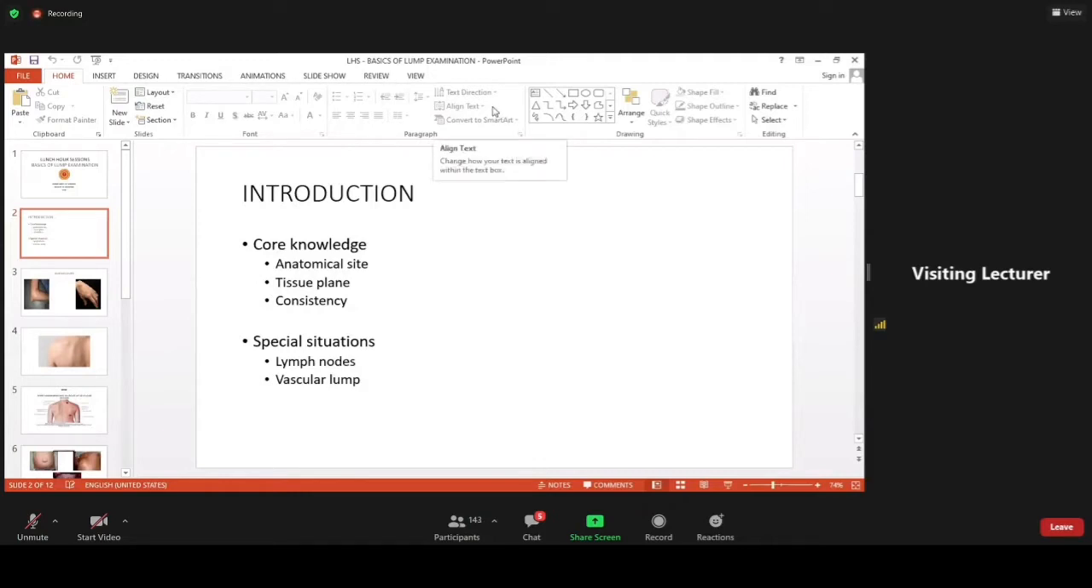Should we always come to a diagnosis in the case of a lump? Because sometimes we are not very sure what it is, so we need imaging kind of things. Of course, yes. Our objective is to make a clinical diagnosis that is as accurate as possible.